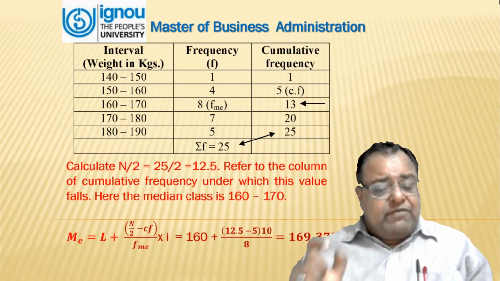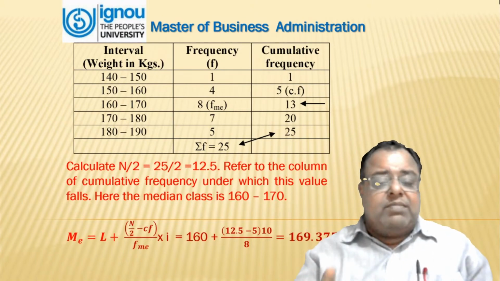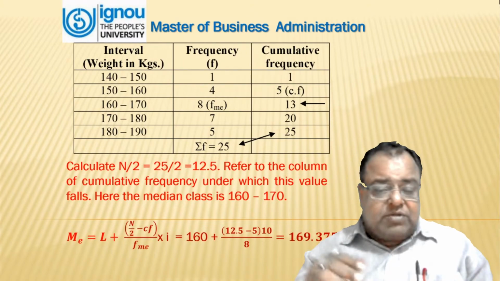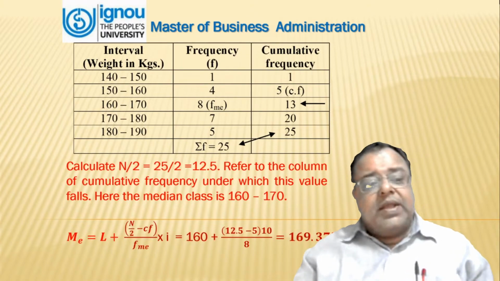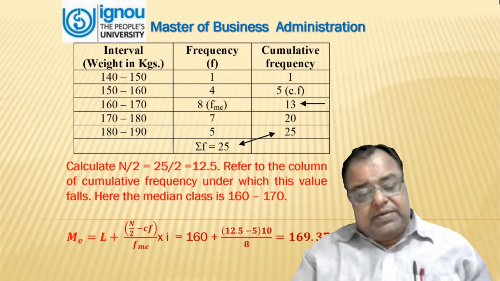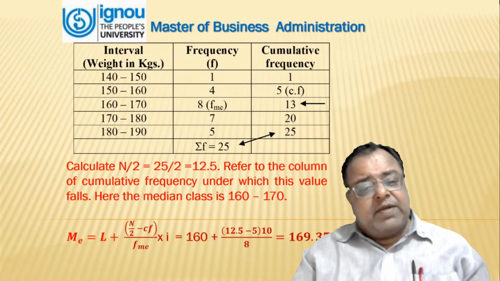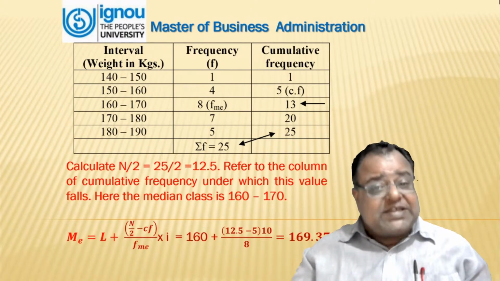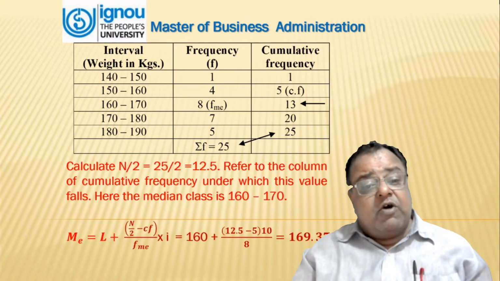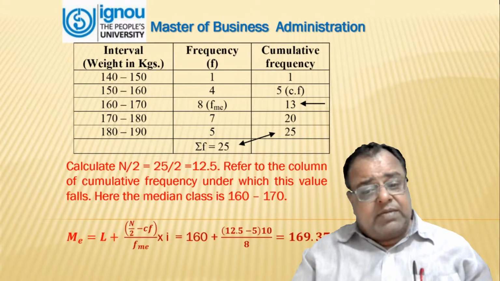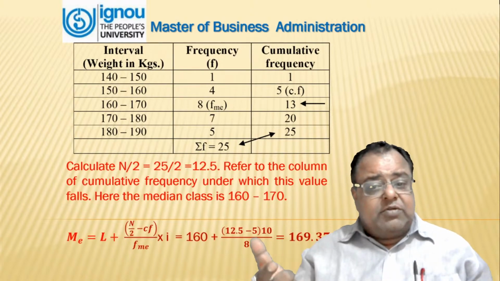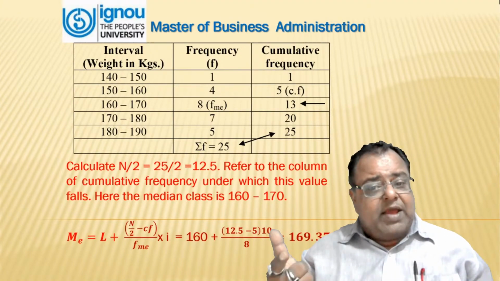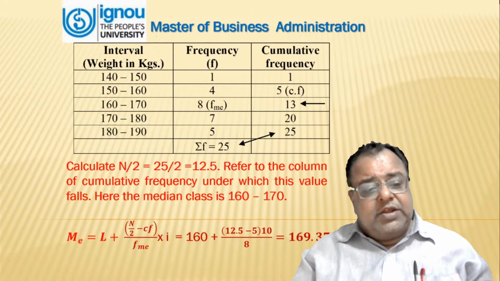I would like to tell one thing. If there is some error, these two numbers will never be the same, so that you can check where the error is. Now, we have to calculate the median. For that, we have to use n by 2. n by 2 means 25 by 2, which comes out to be 12.5. Then we have to see in which class this cumulative frequency 12.5 comes. This is depicted by the black arrow at 13. That means your median class will be 160-170.